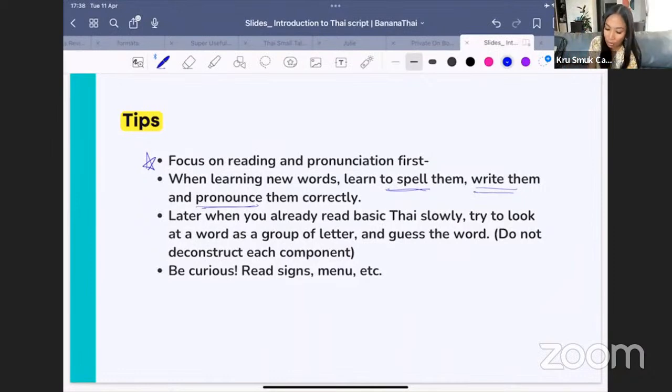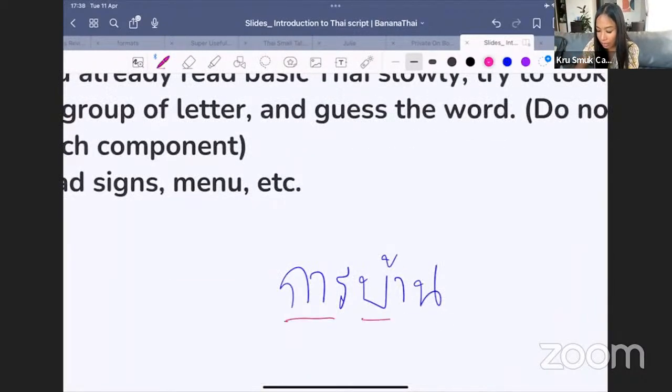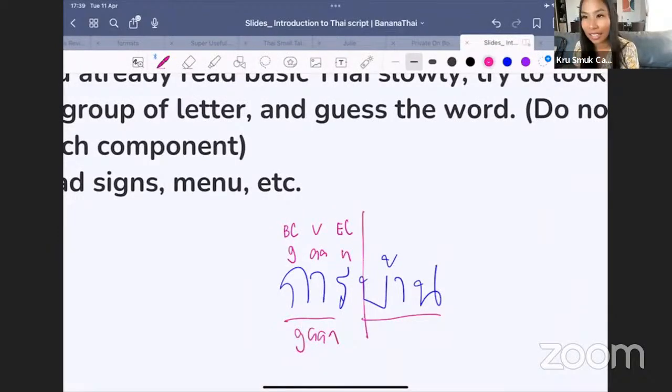Next one, later when you already read basic Thai slowly, you then don't look like, for example, if you see this word, you don't say, oh, at the beginning, let's say the first phrase, you look at it, this is two different syllables. The first syllable, this is the beginning consonant, which is the g sound. This is r, which is the vowel, and this is the n sound as the ending consonant. Yes, and that is gan. Yes, at the beginning you learn it like this.